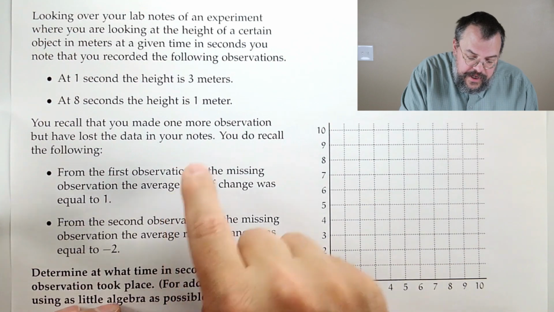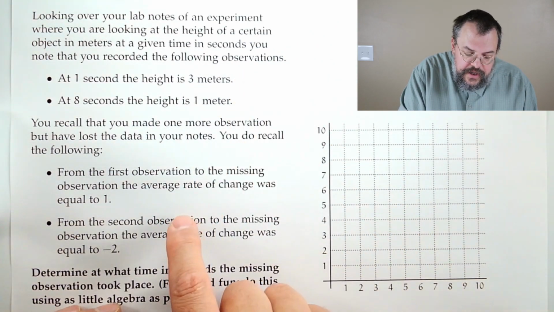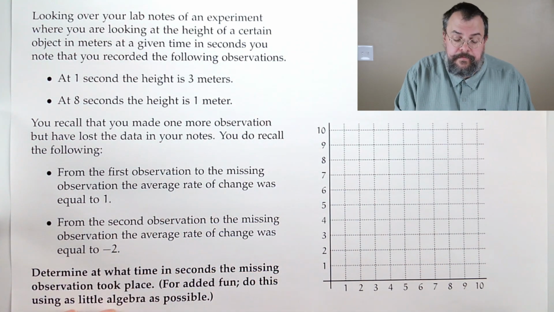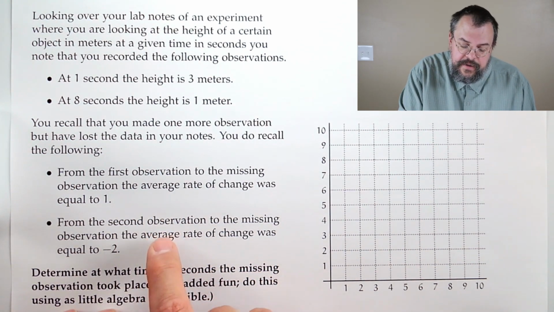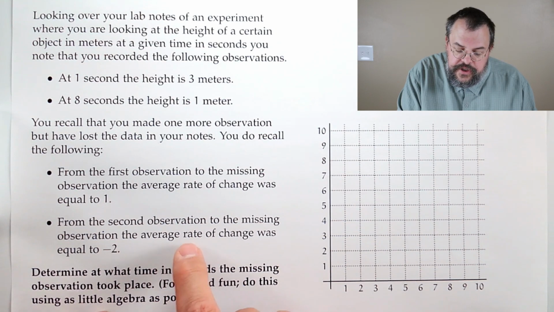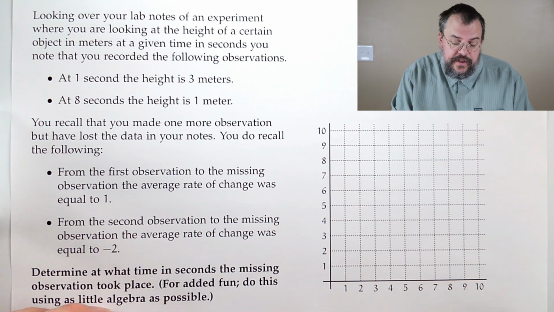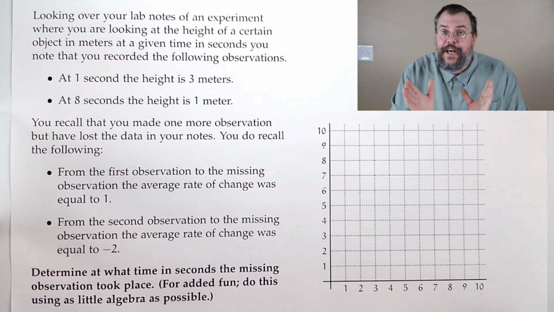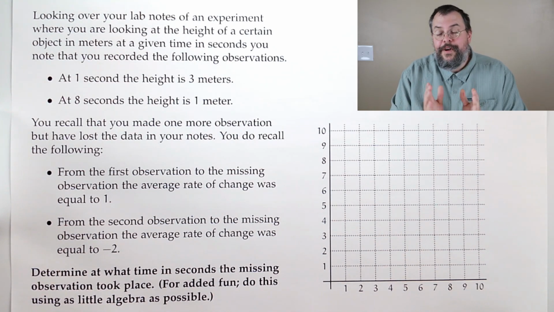From the first observation, we'll call this our first observation, to the missing observation, the rate of change was equal to 1. From the second observation to the missing observation, the rate of change, or I should say the average rate of change, was -2. Now the question is, when did you make that missing observation? What was the time when you did that?